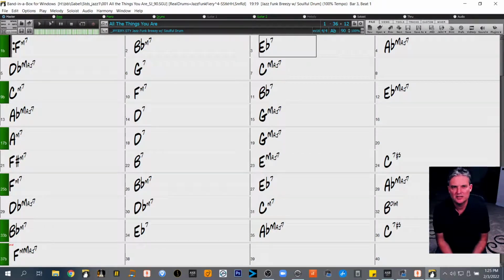Alright, presented here is the tune All the Things You Are. What we want to do is analyze the tune. We want to see where all the chords come from. In other words, what key the chords come from.